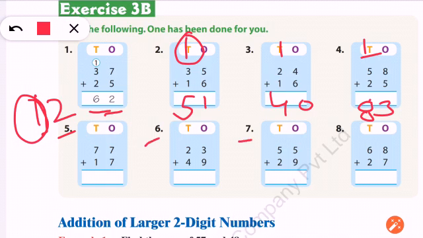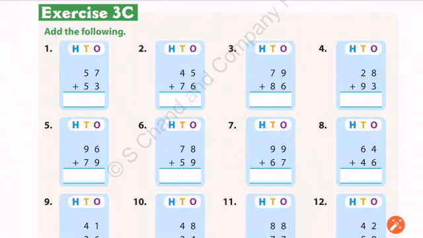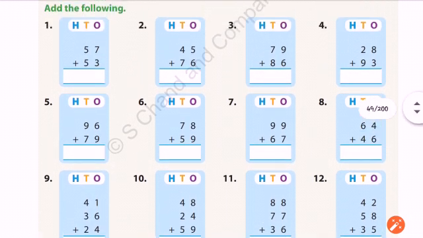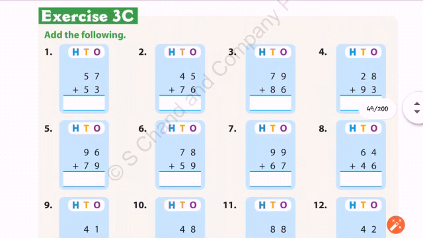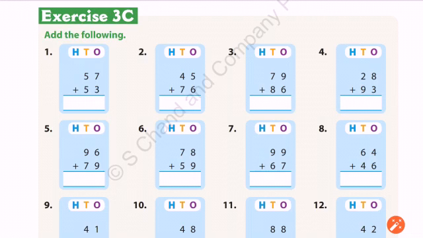So these questions you can do in your practice. Now we are starting our exercise 3C. Okay. These questions also just same as the above one. Okay. There will be slightly difference in the last questions. Okay. So you have to practice all these sums one by one very nicely. First question we will do.